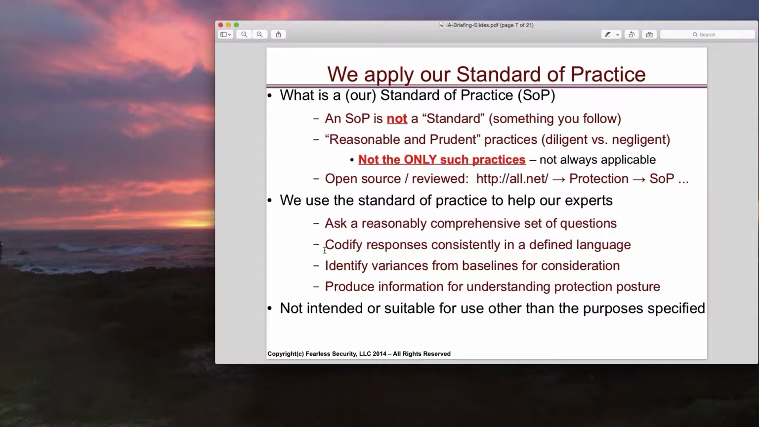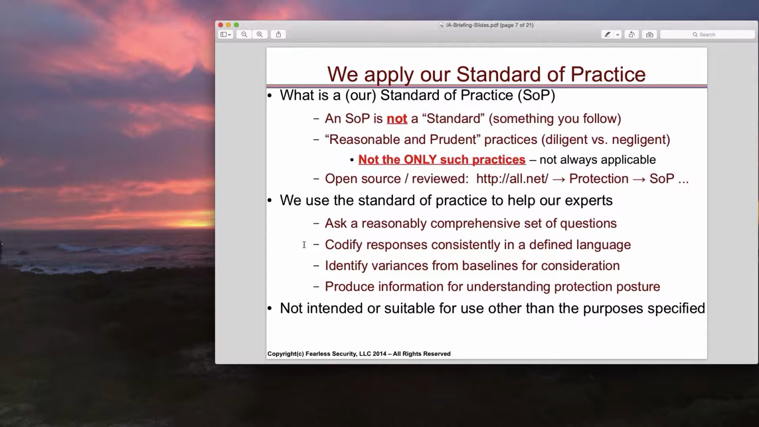Rather, it identifies a set of reasonable and prudent practices that may be reasonable and prudent for the future state of the enterprise we talk to. These are not the only such practices. So just because we identify that this is a reasonable and prudent future state doesn't mean either that your current state is not reasonable and prudent, or that there aren't other future states that might be reasonable and prudent as well. It only indicates that we've identified these futures as reasonable and prudent for your enterprise in this context.